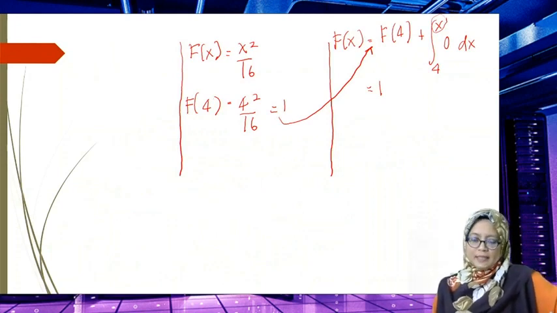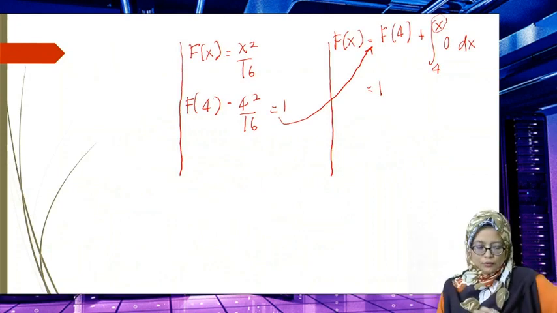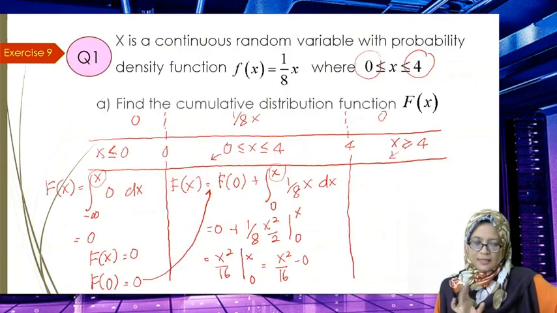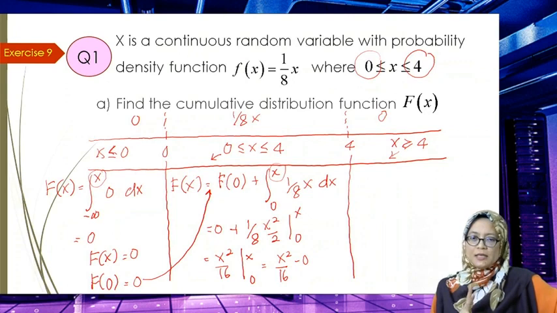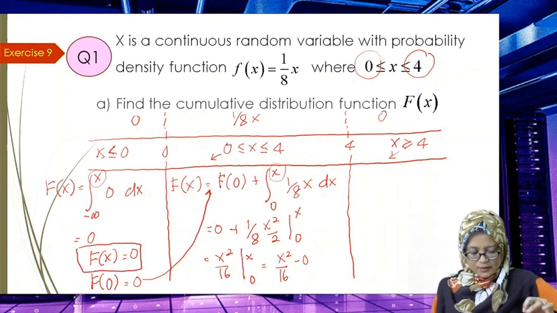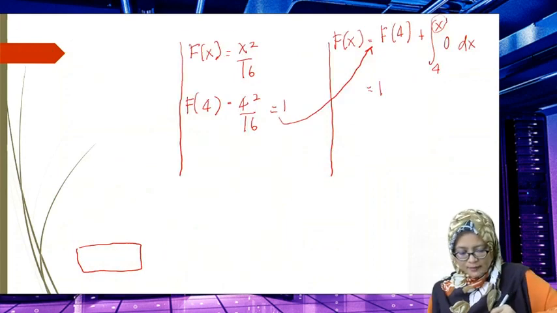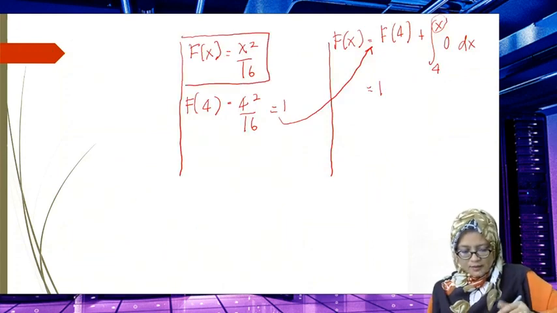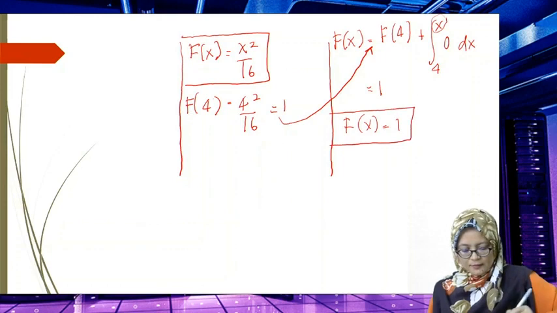Okay, bila kita dah cari semua nilai untuk kita punya kumulatif, kita kena tulis balik dalam bentuk kita punya function. Function yang kita nak tulis balik tu, kita akan ambil nilai yang kita tulis sebagai fx. Ni yang saya kotak-kotakkan ni, tu nilai yang kita akan ganti balik dalam kita punya function. So ini fx equal to 1. Kita tulis balik dalam bentuk function.